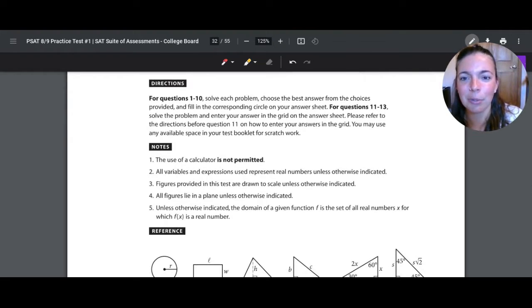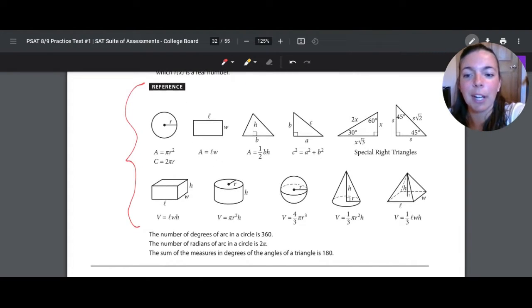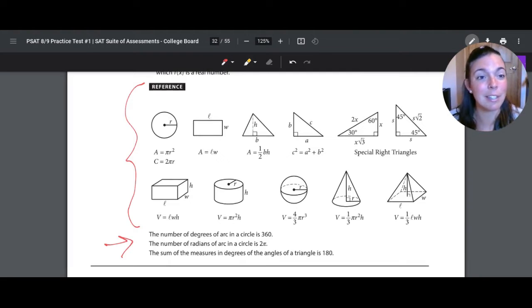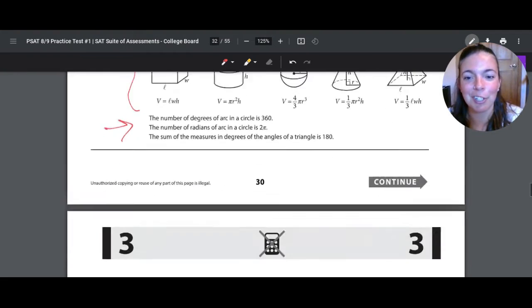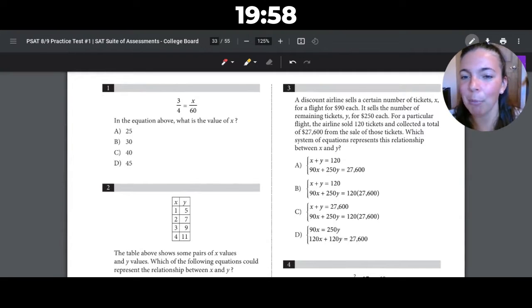There are some directions that you can read through. Again, we're not going to use a calculator for this part, but what we do have, which will be super helpful, is our reference section. This is a reference sheet that you will be given on your PSAT with lots of formulas that can help you. And don't forget to notice down here a few other things: degrees in a circle, radians, and the sum of the measure of the degrees in the angles of a triangle. All of these things will be helpful. They may come up, so we'll be able to use this reference sheet. Let's start our 20 minutes and look at question number 1.